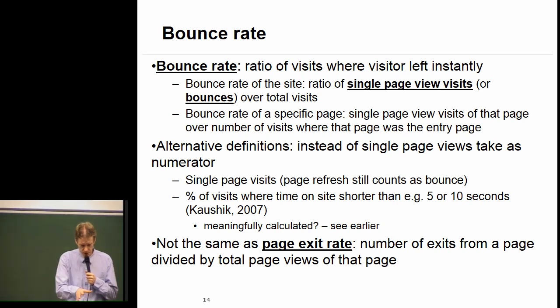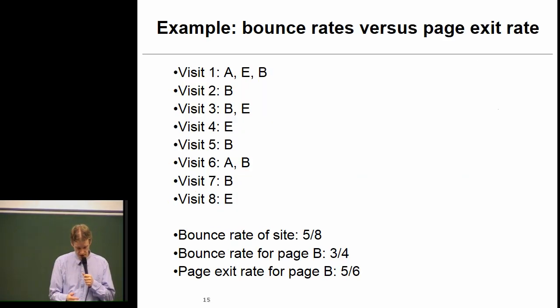A third measure, which is a bit related, is the page exit rate. The page exit rate is going to look at the number of exits from a page divided by the total page views of that page. And here you can see all of those 3 measures being illustrated. So I have 8 visits. A, E, and B refer to web pages. The bounce rate of the site is 5 divided by 8 because I have 5 single page visits. Visit 2, visit 4, visit 5.